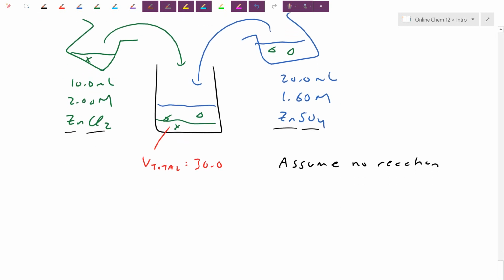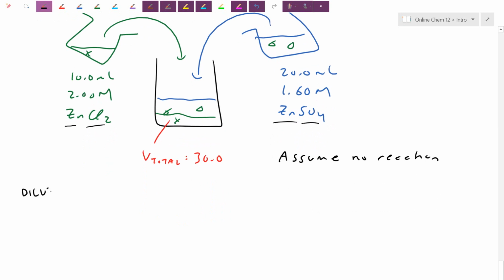What we're going to do in this problem is always do a dilution part first. The dilution is going to be, we started from 10 milliliters and we want to end up with 30 milliliters. So let's do C1V1 equals C2V2. Basically, the moles remain constant. A mixing question is just two dilutions in one. So I need to do a C1V1, C2V2 on the left-hand side. I also need to do a C1V1, C2V2 on the right-hand side.